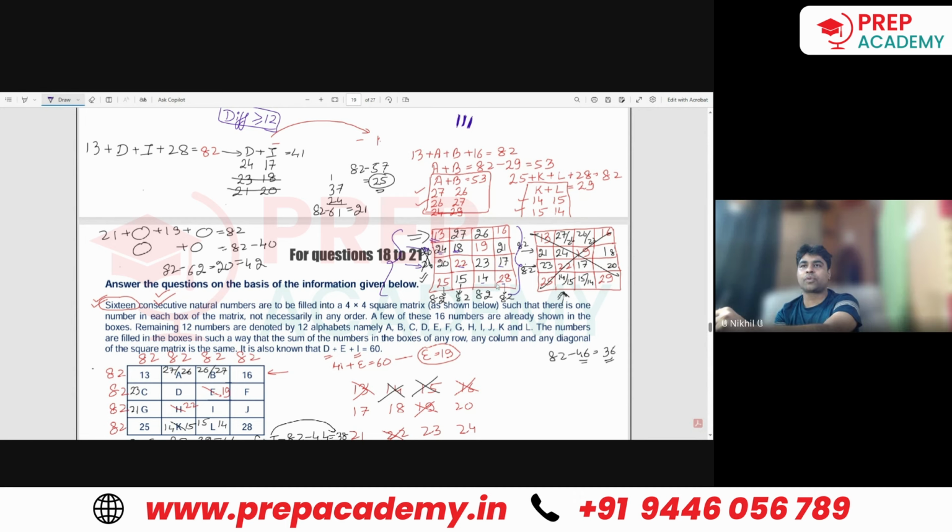15 with 28, what will be the difference? 13. So yes, one more I have to take. The next smallest number would be 25. Its difference obviously will not be with 3; 28 would be 3 only. So this row is also taken care of.